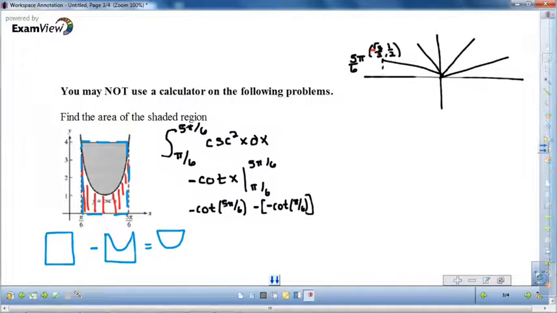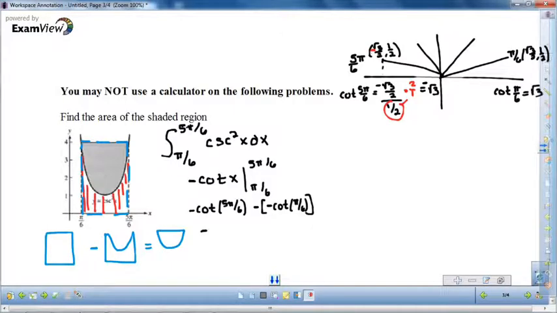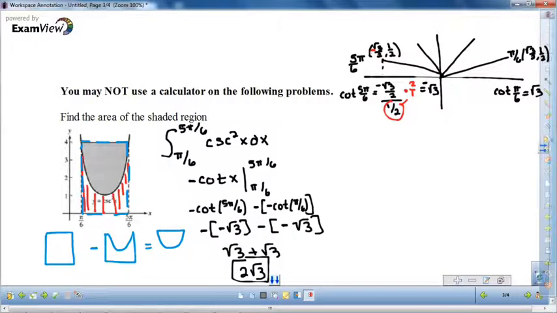So at 5 pi over 6, I'm at negative square root of 3 over 2 and 1/2. Cotangent is cosine over sine. So that's going to give me negative square root of 3. At pi over 6, the same thing. It's just going to be positive square root of 3. So do not get confused with the negative. So I have a negative square root of 3 minus a negative, positive square root of 3. So adding them together, I get 2 square root of 3.